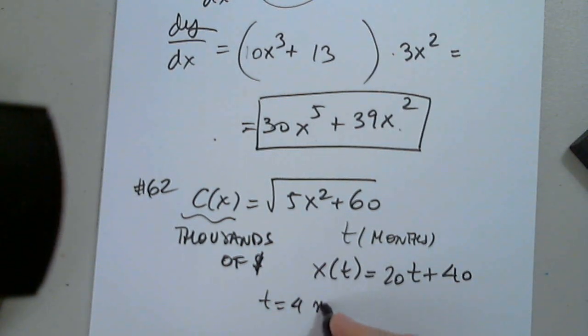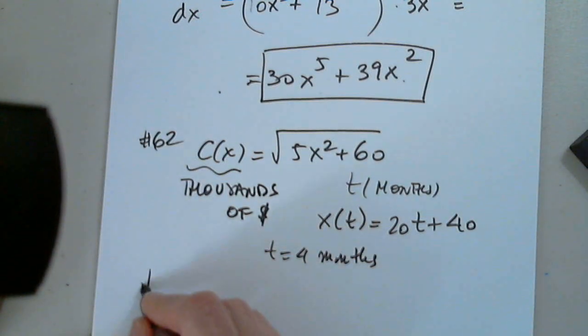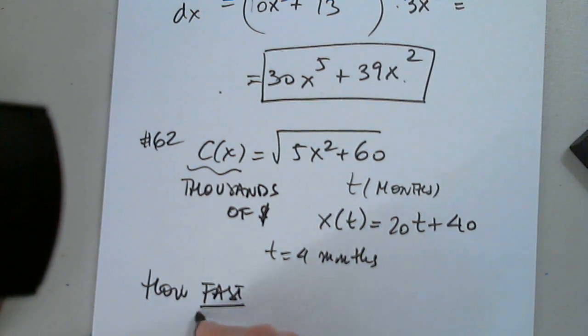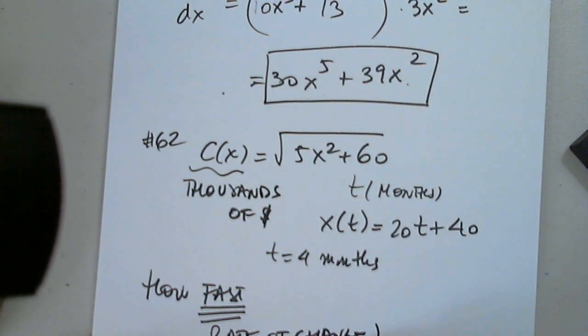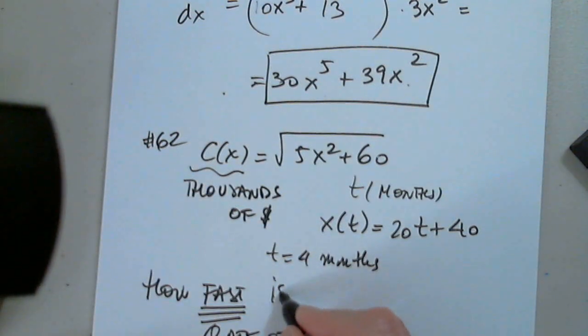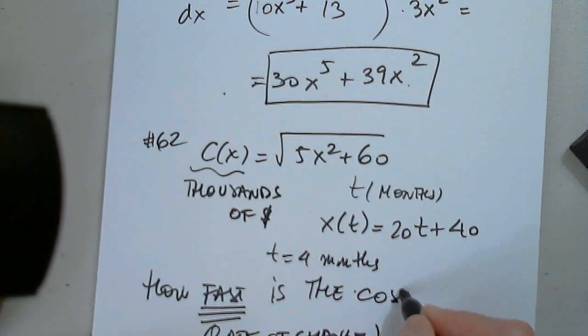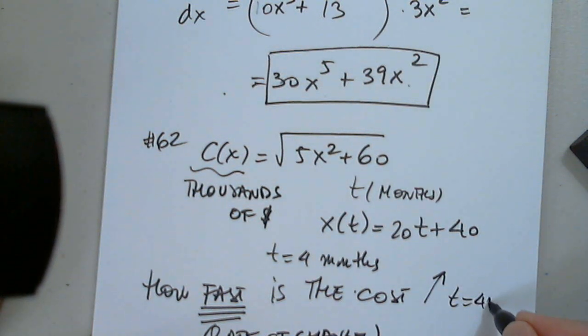So t equals 4 months. Okay. So it's not asking what is the cost 4 months from now. No. It says how fast will the cost be rising 4 months from now. So what are we asked to find? How fast, which means rate of change. How fast is the cost going up when t is 4 months. So what am I asked to determine?